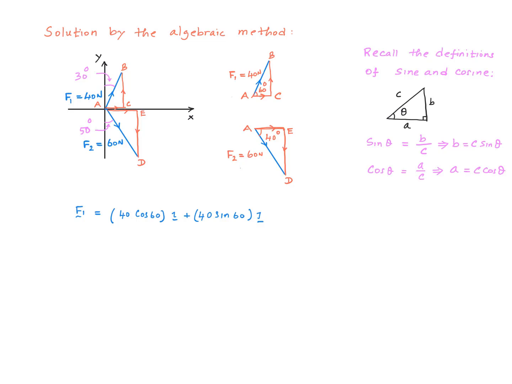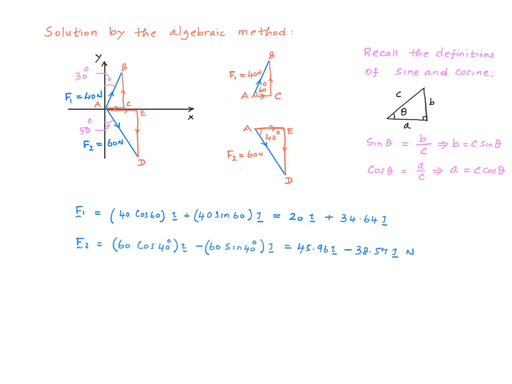So 40 cosine 60 is the x component of F1, and 40 sine 60 is the y component of F1. Now the arrows, both of these arrows are aligned with the positive directions of the x and y axes respectively, and therefore they go in this equation as positive terms. And of course you multiply each of these by their respective unit vectors. So little i is the unit vector in the x direction, little j is the unit vector in the y direction. So this is my vector representation of F1, in other words, F1 expressed in its component form. You simplify that using a calculator.